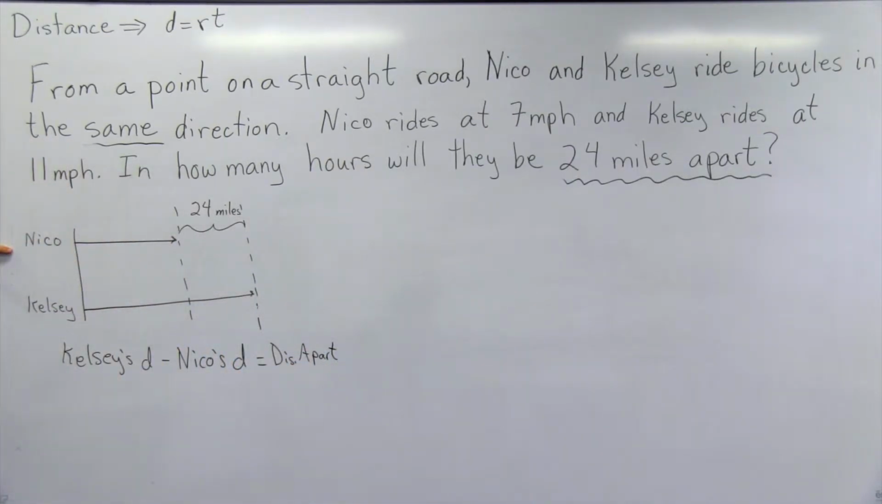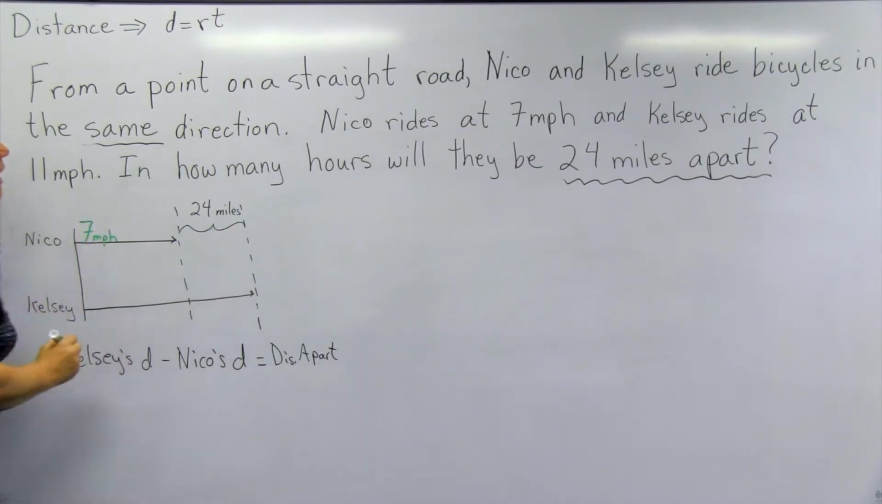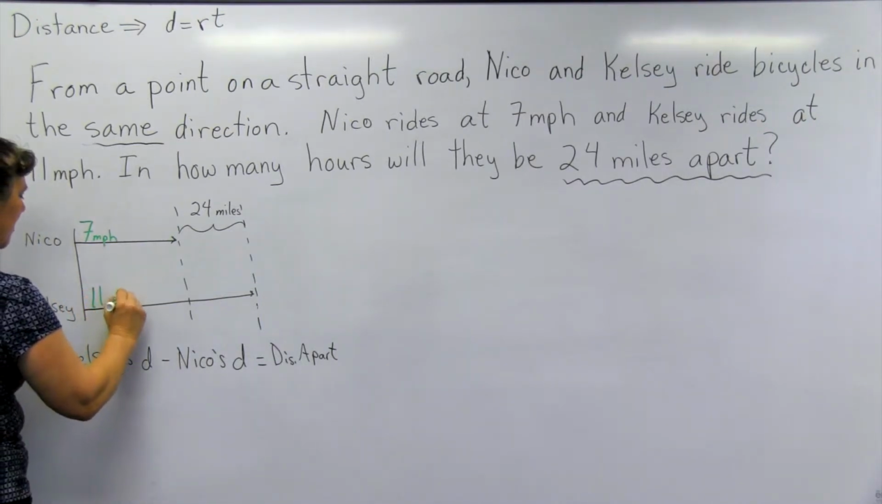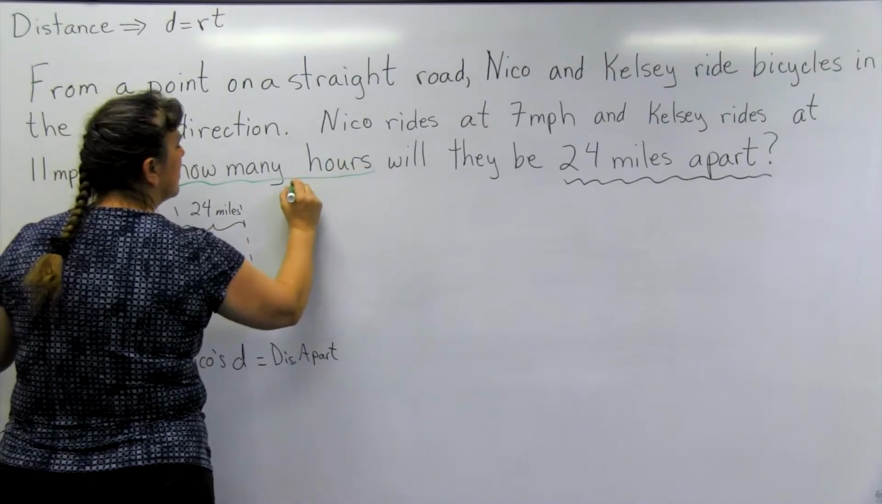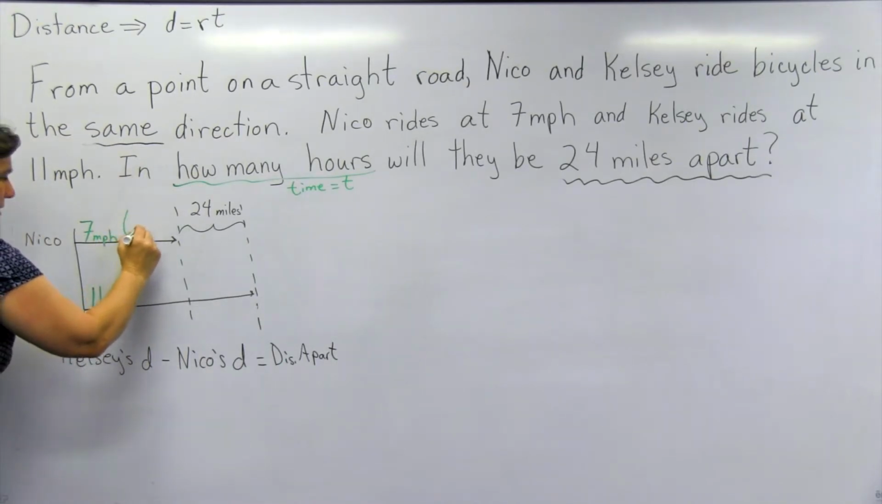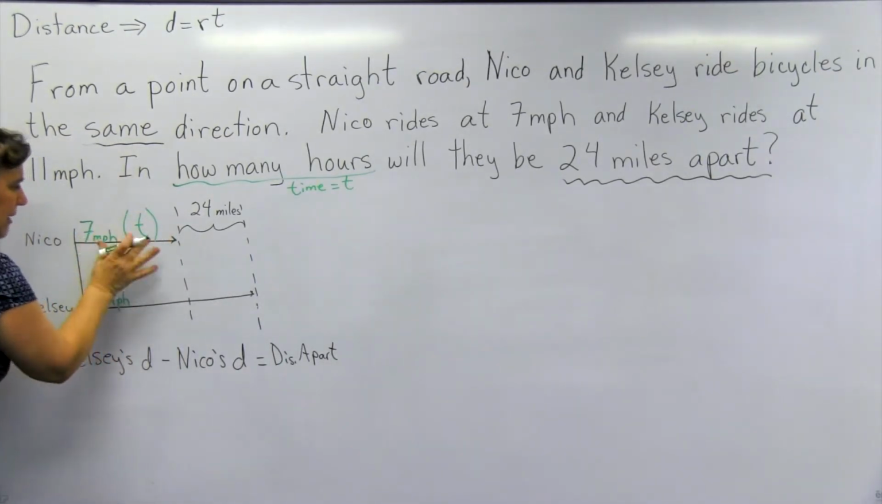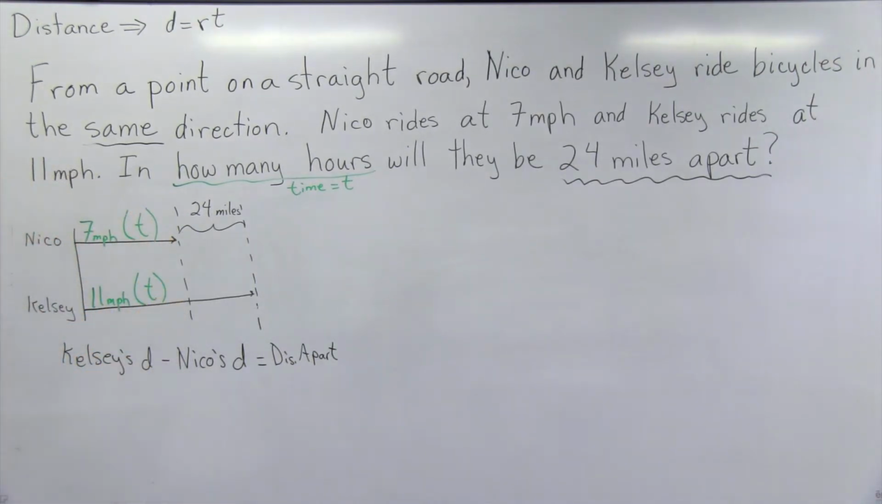What is Nico's distance? Well, we know what it is because we know the rate. So that helps us. What is Nico's rate? Yeah, you got it. 7 miles per hour. And what is Kelsey's rate? Yeah, it's 11 miles per hour. What's the time? That's what we want to know, right? How many hours? That's our time right there. Remember, time is going to be our t. Distance equals rate times time. So now we've got our picture. It's all filled out. We know exactly what we're going to do.